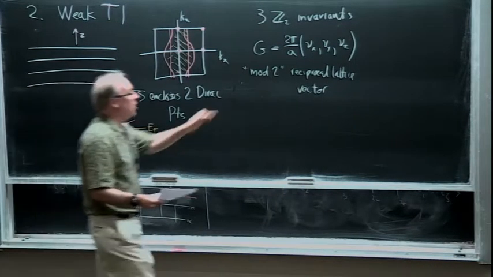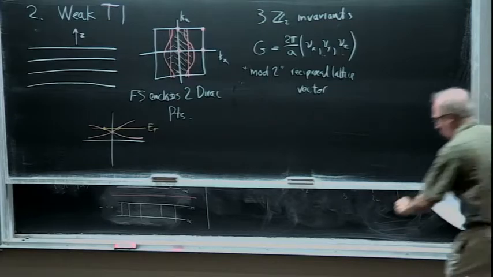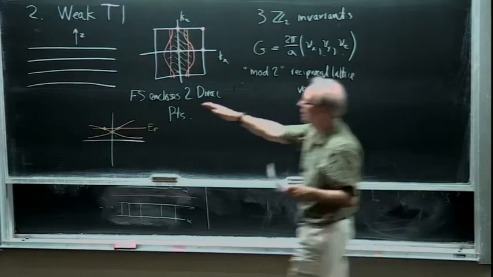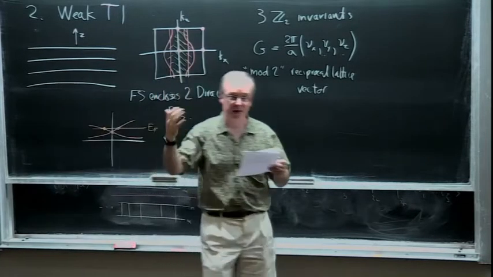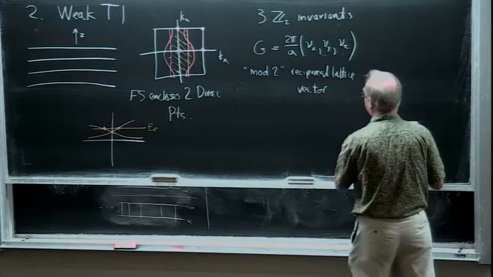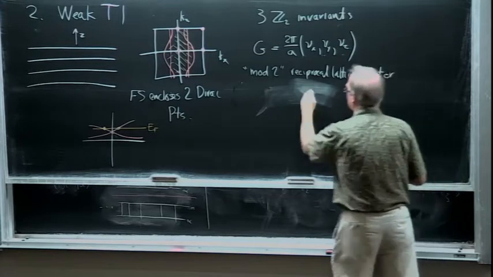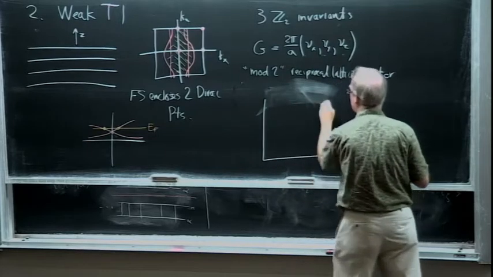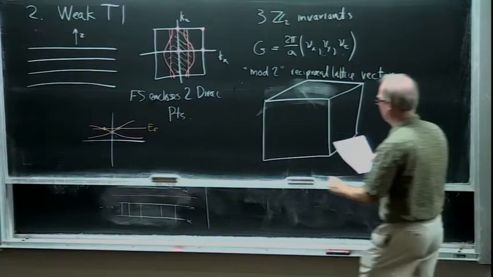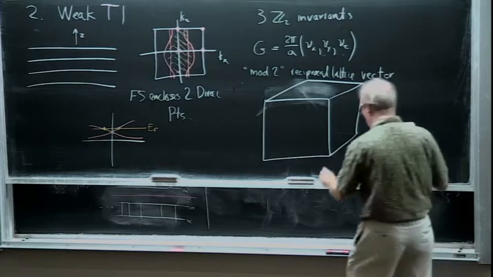So how might you think about evaluating these three Z2 invariants? Again, it's useful to think in terms of this extreme limit. This is just a crutch I'm going to use to make it easy to think about, but it's easy to see how it generalizes. So let me now draw my three-dimensional Brillouin zone, which goes from minus pi over a to plus pi over a.